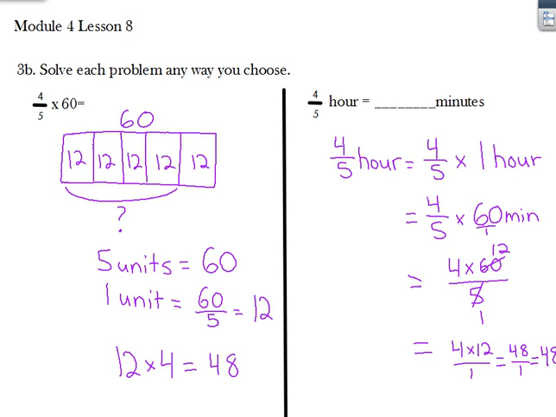This is 2 ways you can solve. When you're working with the bigger numbers, the second strategy will be much easier for you to simplify.